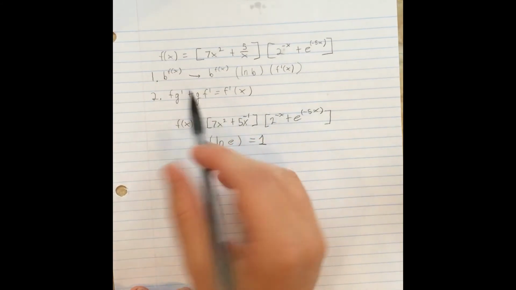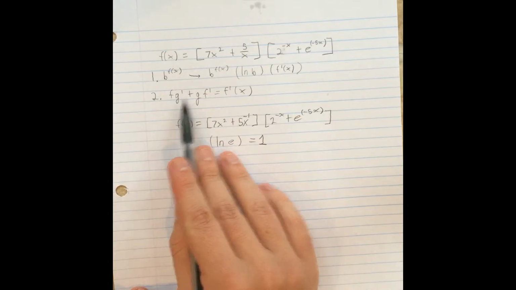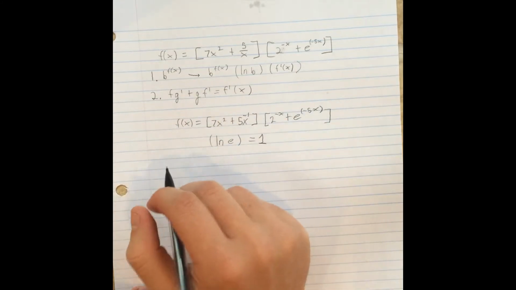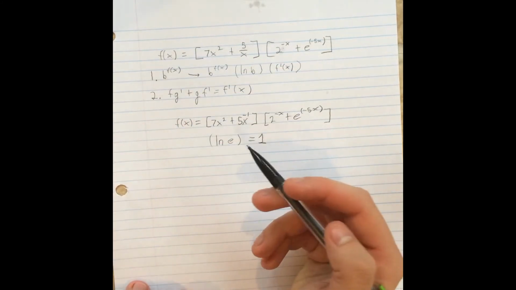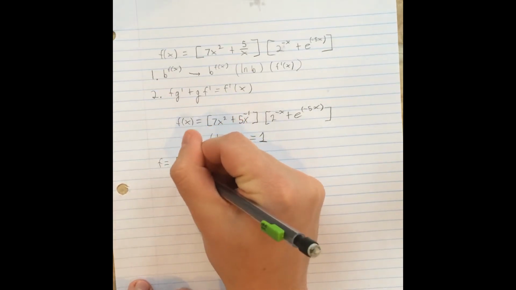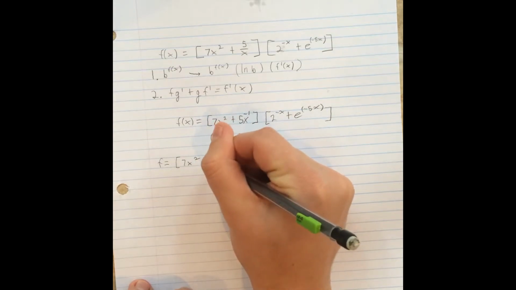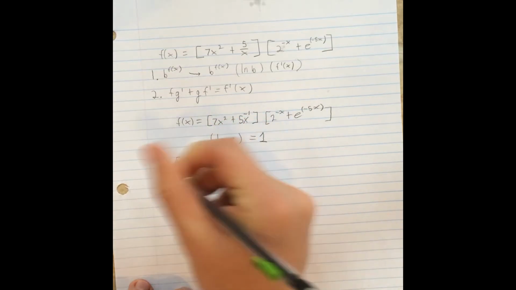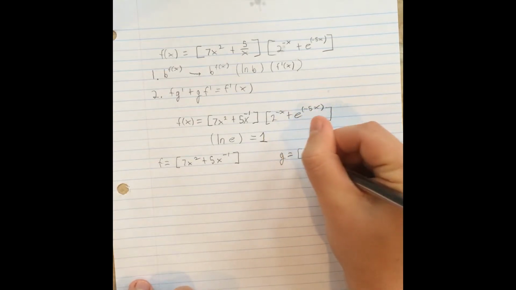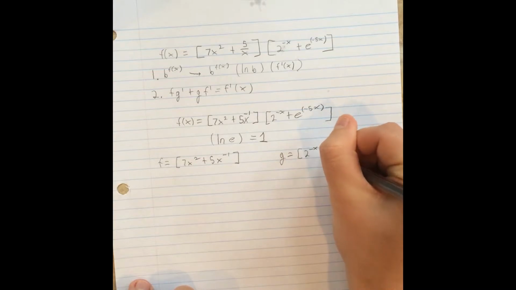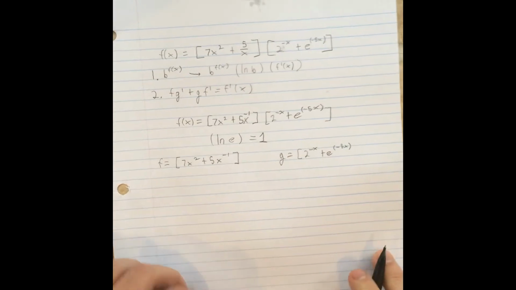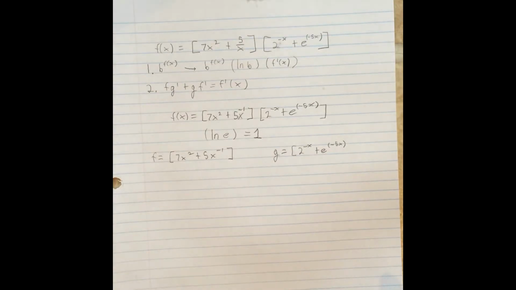So let's list our terms here for the product rule. We're going to list our f, g, g prime and f prime terms, so that way we can just sub them into the formula. So f is going to be 7x squared plus 5x to the negative 1, and then g is going to be 2 to the negative x plus e to the negative 5x. Now we have to take the derivative of both of those parts.